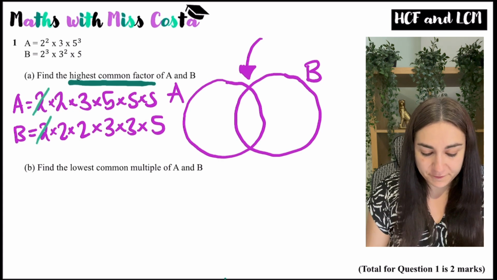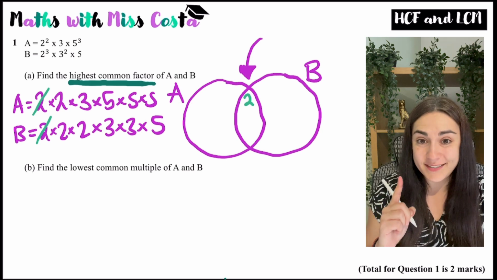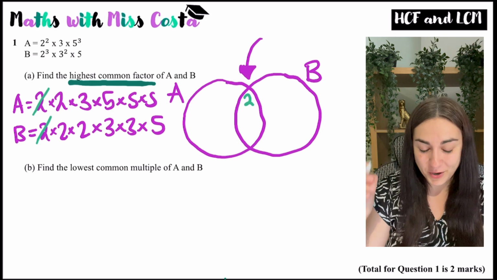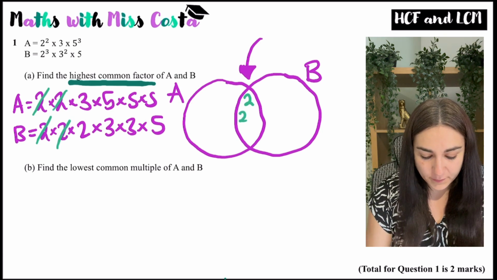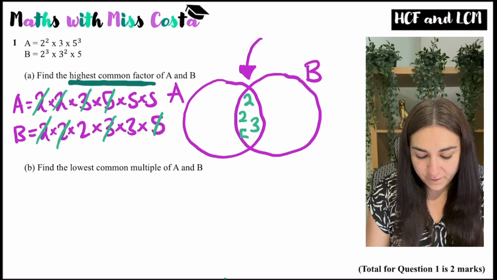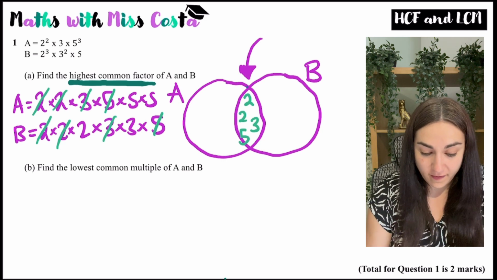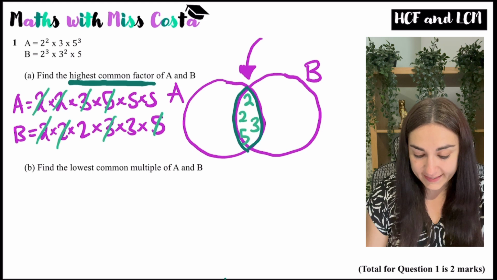So I'm looking for any factors they have in common. 2 is the first thing they have in common. I write that in the intersection. I only write it once because it's the number they both have in common. They have another 2 in common, so I'm going to write another 2 here. Then they've got a 3 in common, so I'm going to write that here. And then they have a 5 in common as well.